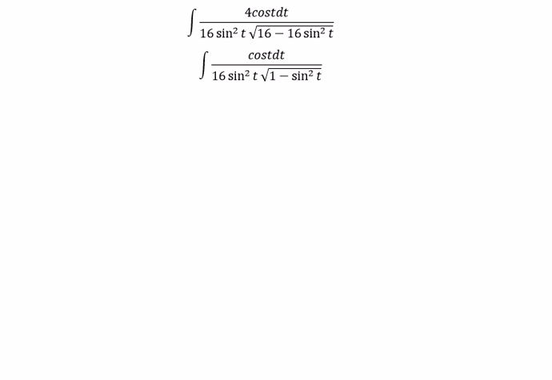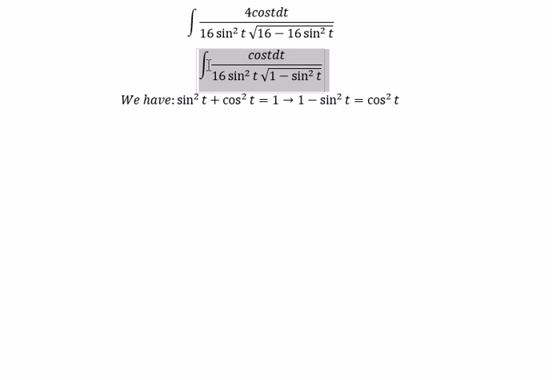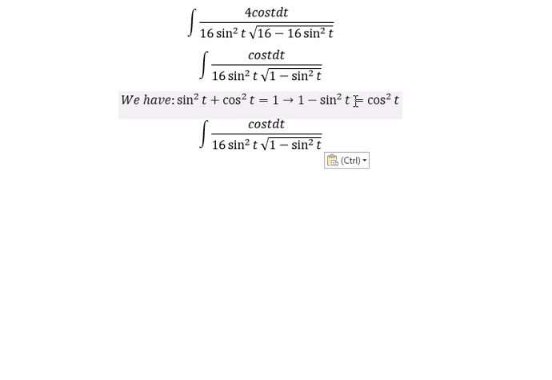Next, we have sine t squared plus cosine t squared equal number 1. So we got 1 minus sine t squared equal to cosine t squared. We put this one in here. The square root of cosine t squared, you got cosine t. Cosine t, they will cancel.